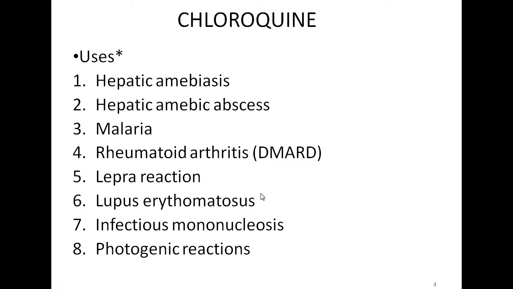So if you notice here, chloroquine has how many uses? 8 uses we have listed. So you can get a 3-mark question: mention 4 uses or mention 6 uses of chloroquine. So the uses of chloroquine are hepatic amebiasis, hepatic amoebic abscess, malaria, as a disease-modifying agent in rheumatoid arthritis, lepra reaction, lupus erythematosus, infectious mononucleosis, and photogenic reactions.